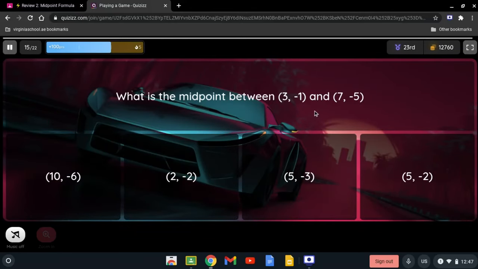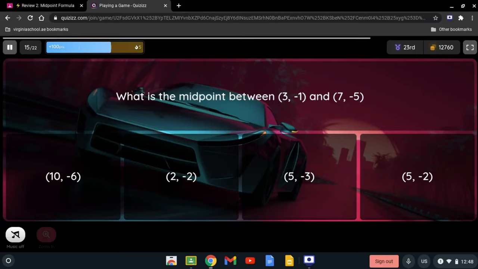What is the midpoint between (3, -1) and (7, -5)? So again, we're going to replace x1 with 3 and then 3 plus x2, which is 7. So 3 plus 7 again is 11, and 11 divided by 2 is 5.5. We're just making sure, so again, we're going to do it again. So x1 is 3, so we're going to write 3 plus x2, which is 7.